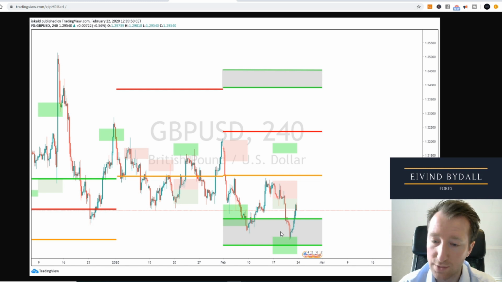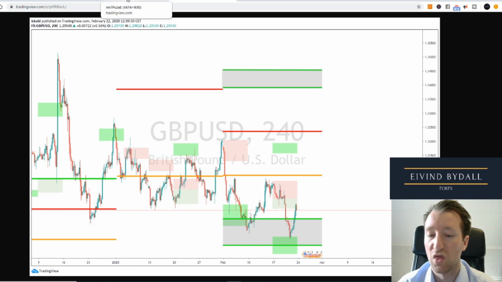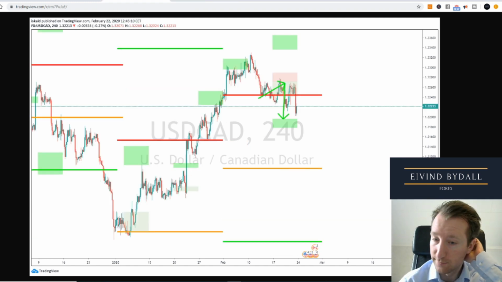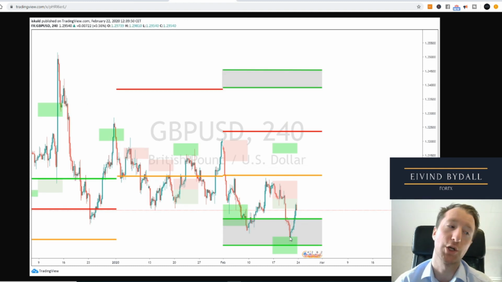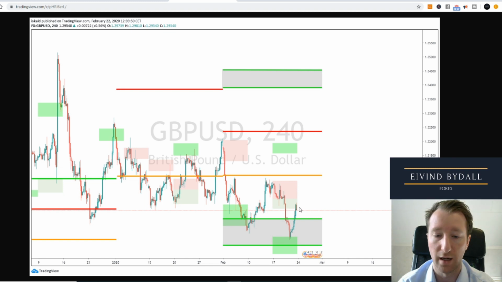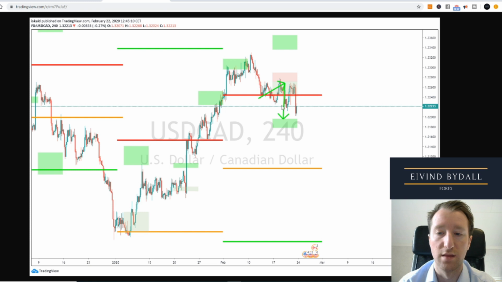Congratulations, sellers. Again, not my trade, but for those who did it, congratulations. And just see how it just barely touched it and then it went higher again. It barely touched my box and then it went higher again. Okay? That's the lovely thing of this, of my method.